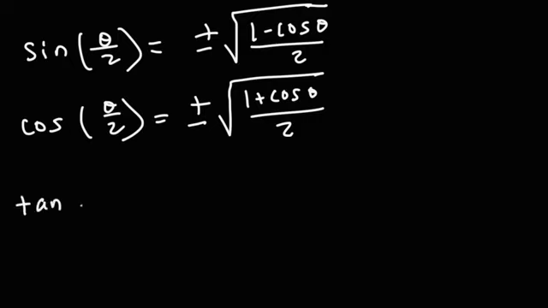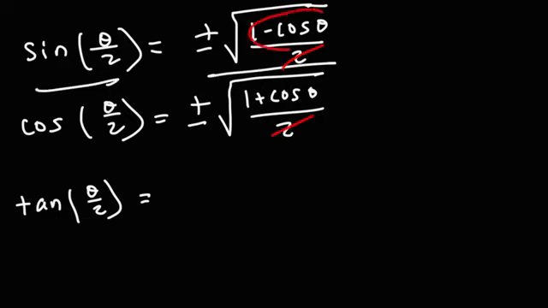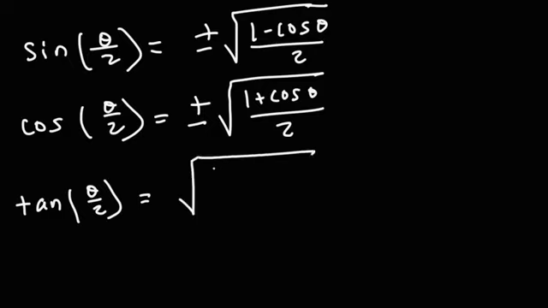Next we have tangent theta over 2. Now remember, tangent is sine over cosine. So if you divide these two, the 2's will cancel, and you're going to get the square root of 1 minus cosine over 1 plus cosine. So tangent theta over 2 is just the square root of 1 minus cosine theta over 1 plus cosine theta.